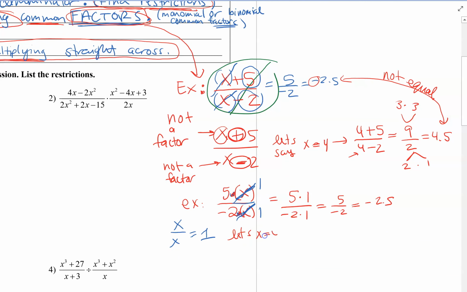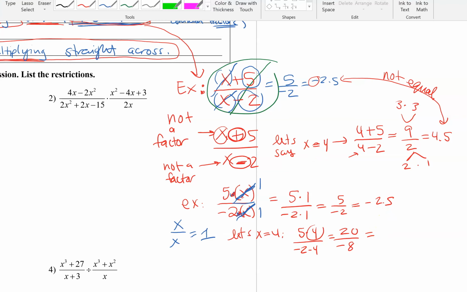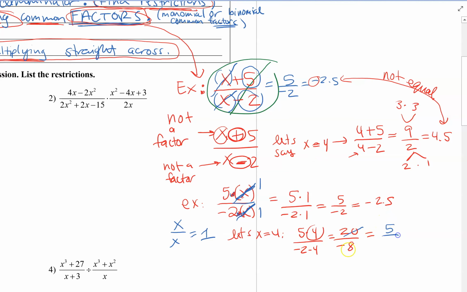Let's say x is 4 again. Okay, so what do I have? I have 5 times 4 over negative 2 times 4. Oh, okay, 20. That has a factor of 4, right? Negative 2 times 4 is negative 8. That also has a factor of 4. Okay, I could reduce both of those by 4, which is what we're doing here. So I can divide both of them by 4, and this would go back to being 5 again. That would go back to being negative 2, and I would have my negative 2.5.